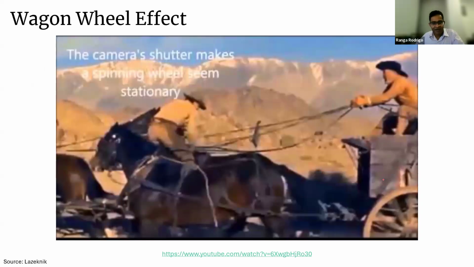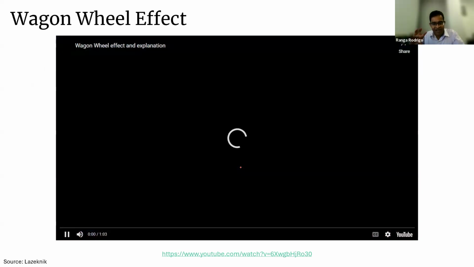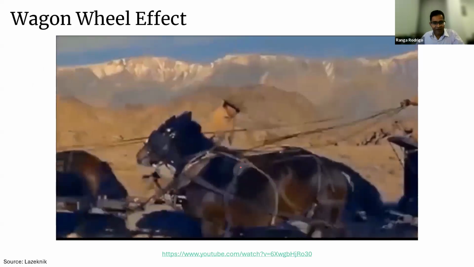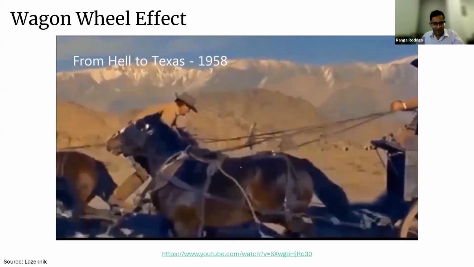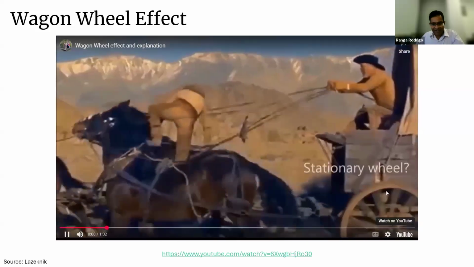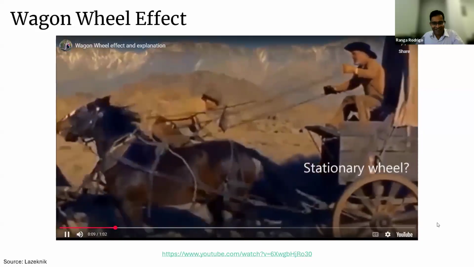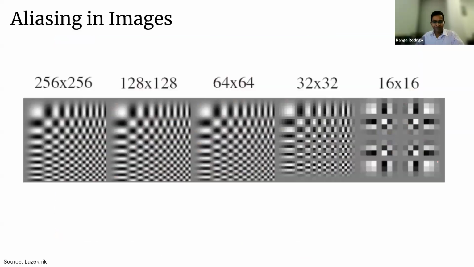These things sometimes happen in movies and so on. You see the wheel turning in the opposite direction, right? Because the shutter speed of the camera is the same as the wheel speed. It's called the wagon wheel effect or the stroboscopic effect. You can see the wheel is stopped here, right? You don't see the wheel moving. So you can look at this. This thing can happen. In images, they can happen.